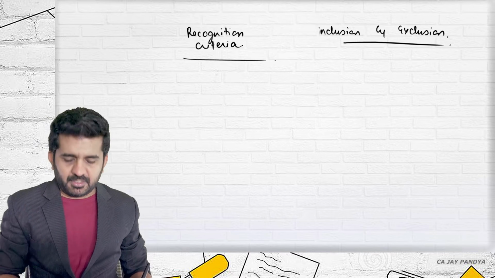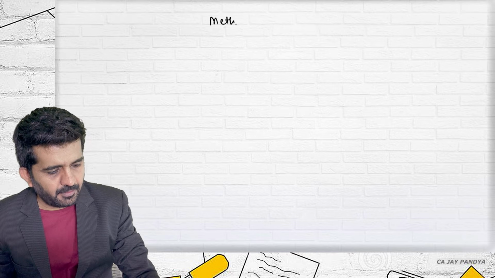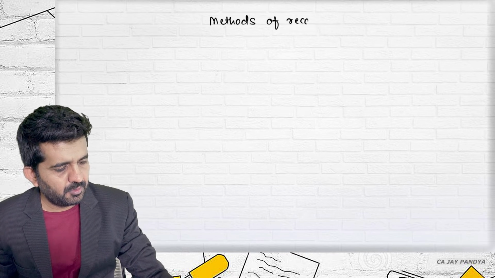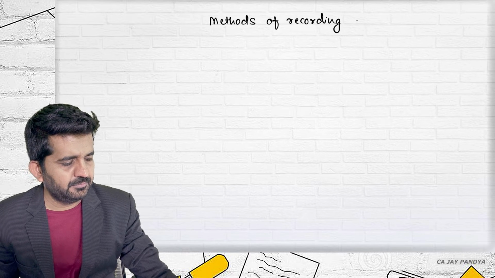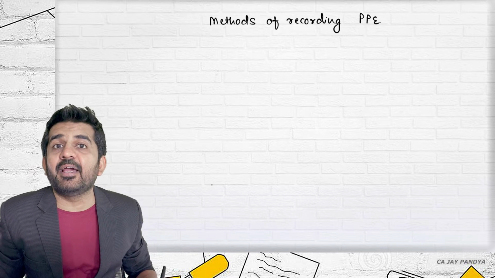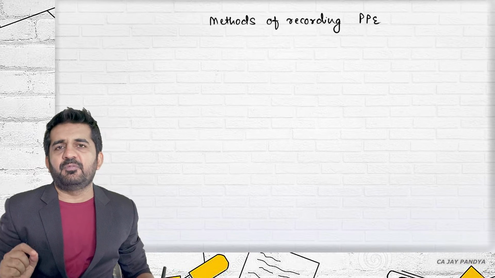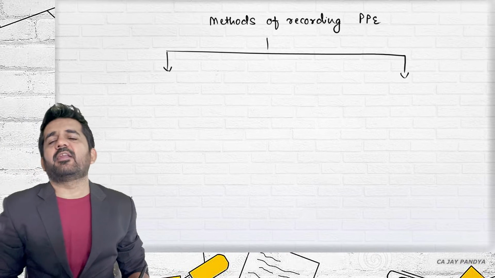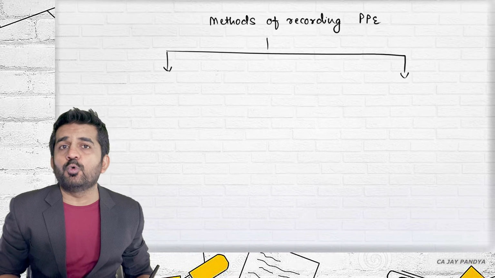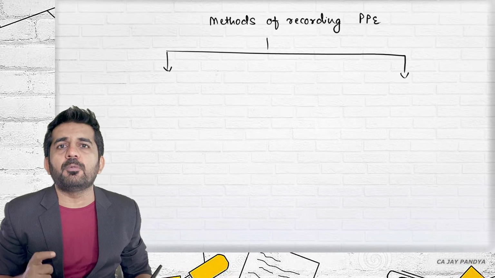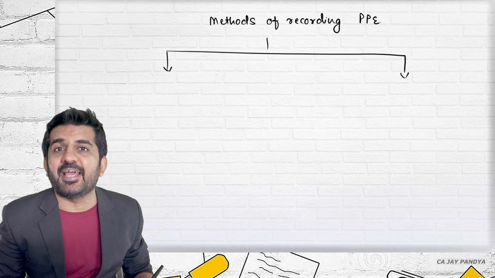We are starting with the current lecture, whereby we will be learning methods of recording PPE. We have done a general idea in the previous lecture, but here we will be going in detail. So how can you record your fixed asset? We are not talking about methods of depreciation. We are talking about methods of recording the assets.